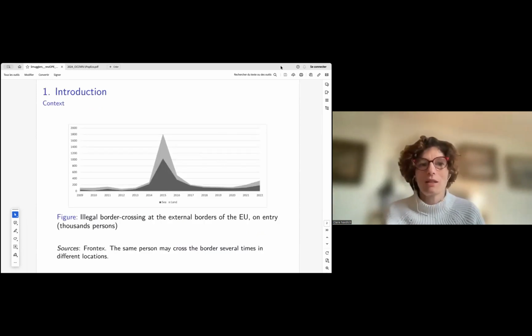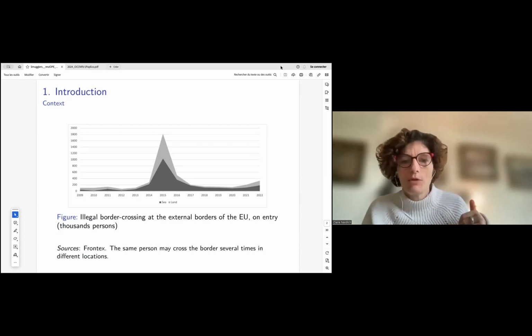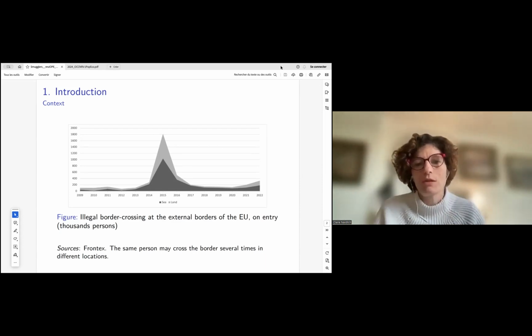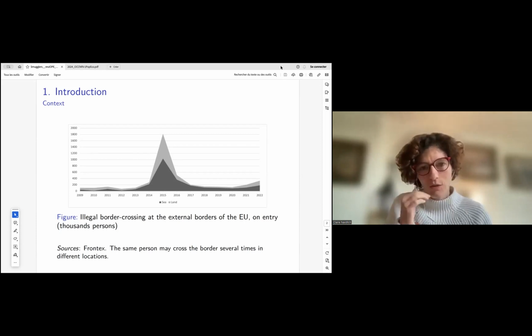Here is the context of the study. As you are probably aware, in Europe there has been a surge in irregular migration, and especially in illegal border crossing at the external borders of the EU. Here you can see data from Frontex recording illegal border crossings. Many people are coming by sea, mostly crossing the Mediterranean Sea, and many people are also coming by land. This paper will focus more on people crossing by sea. There was a huge increase in 2015, what we called the refugee crisis in Europe. Then it decreased, and it has been slowly increasing again since the COVID period.